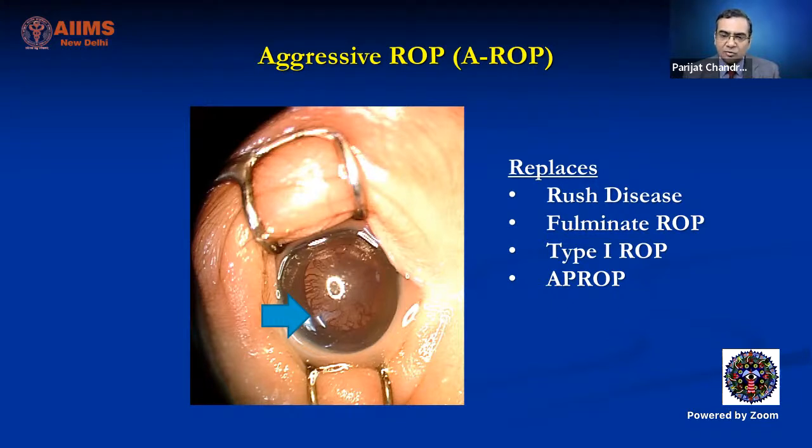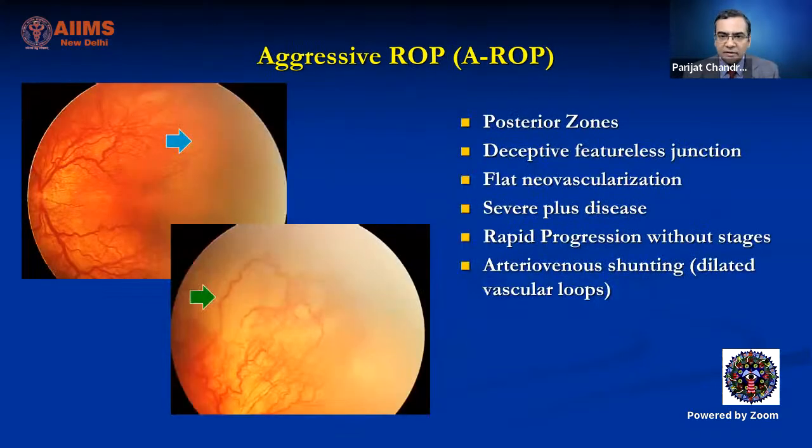So why did they decide to change the terminology from AP-ROP to aggressive ROP? It's basically because they found that it's not necessarily posterior zones, it can be a little anterior as well, and it's occurring in larger babies as well. Therefore aggressive ROP would be a more suitable terminology than aggressive posterior ROP. So what is it exactly? Let's see a few slides about these.